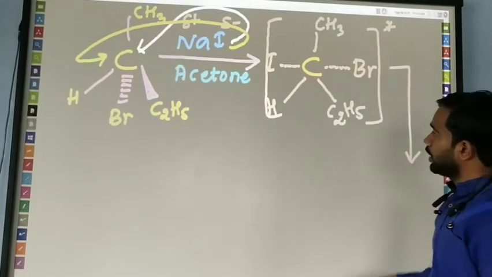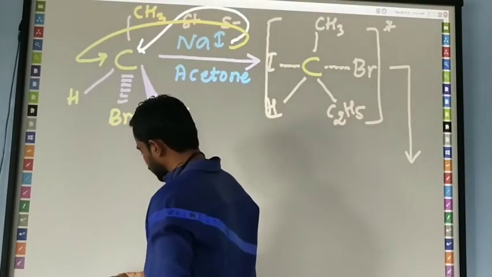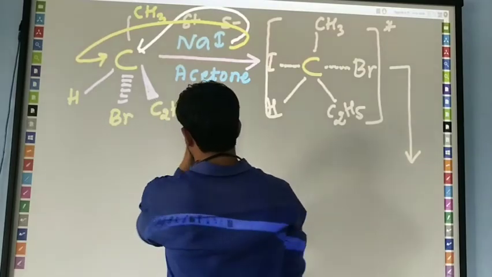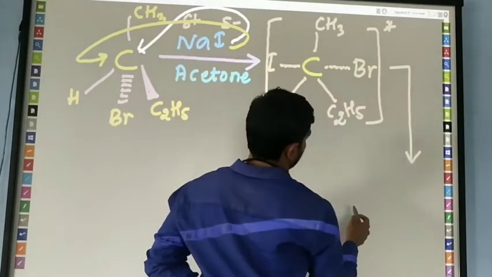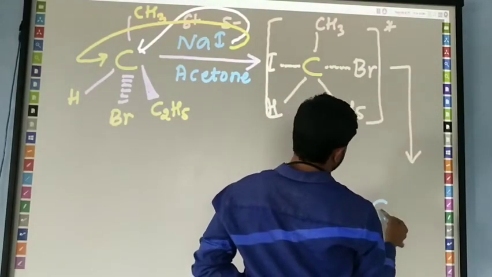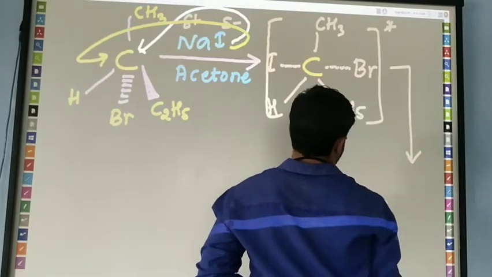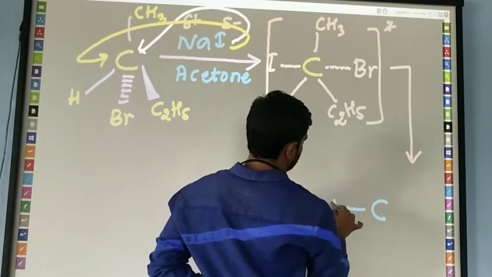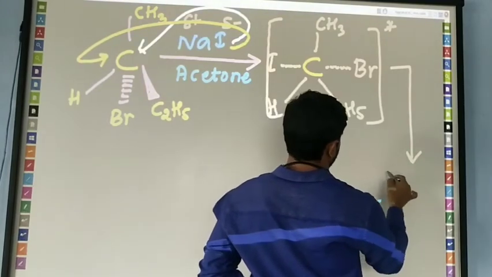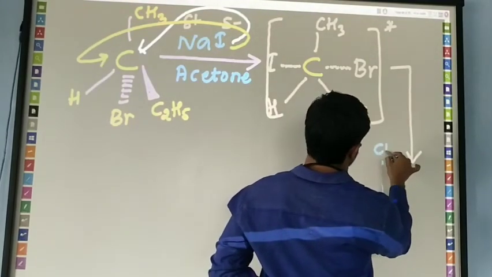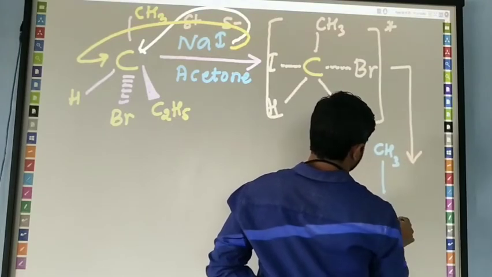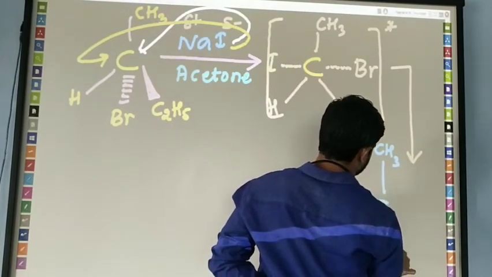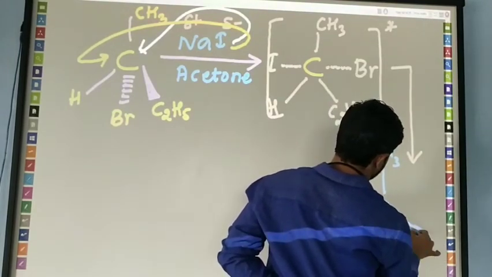Let's see how this happens. Then how is the product going to be generated? The product forms like this, with iodine here, the methyl group here, and the other two groups, one on the dash and one on the wedge.